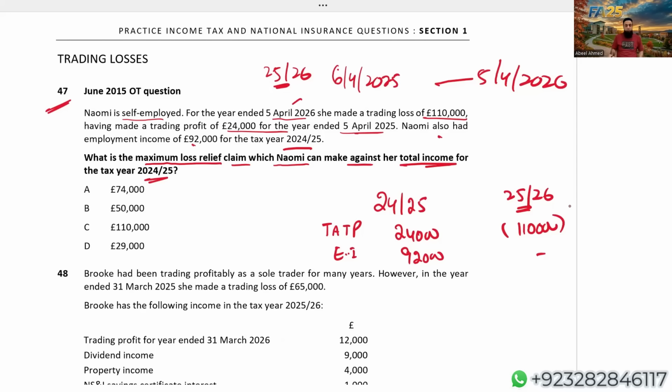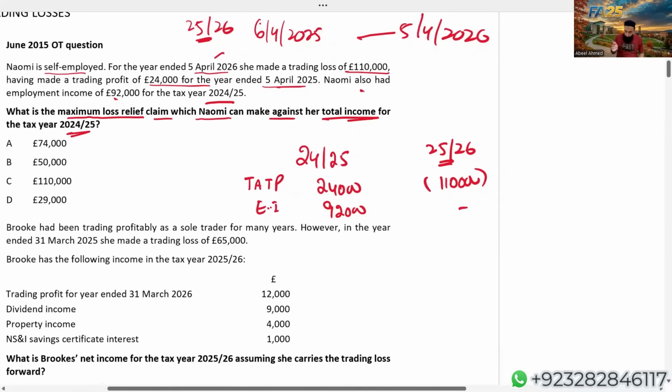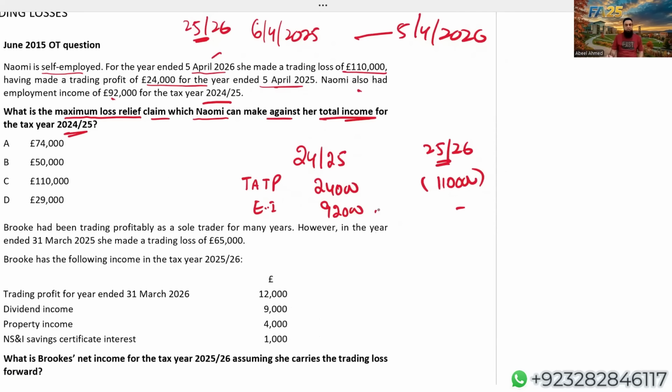Now if you recall the format of ANI, adjusted net income, it is net income less gross personal pension contribution less gross gifted donation. Then you get ANI. One more thing: the restriction applies on all incomes other than trading profit. It does not apply on trading profit, which means that in the previous year, Nomi is having employment income of 92,000. On this employment income I will apply the restriction.